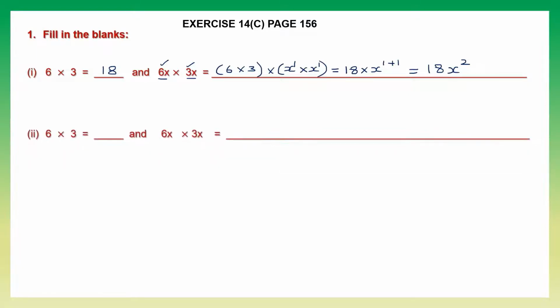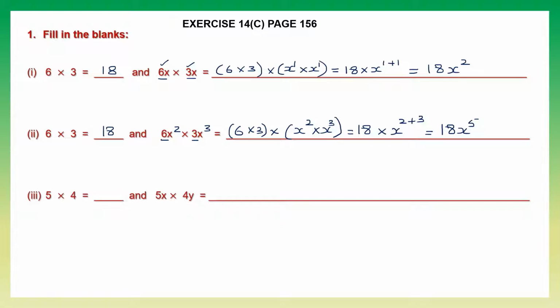Next question. 6 3s are 18. Now again we're going to take only the numerical coefficients, 6 and 3 first. So 6 into 3. Now we'll take the literals, that is x here, x to the power of 2 into x to the power of 3. So let's multiply the numbers. 6 3s are 18 into x to the power of, we have to add up the powers, 2 plus 3. So that becomes 18 x to the power of 5.